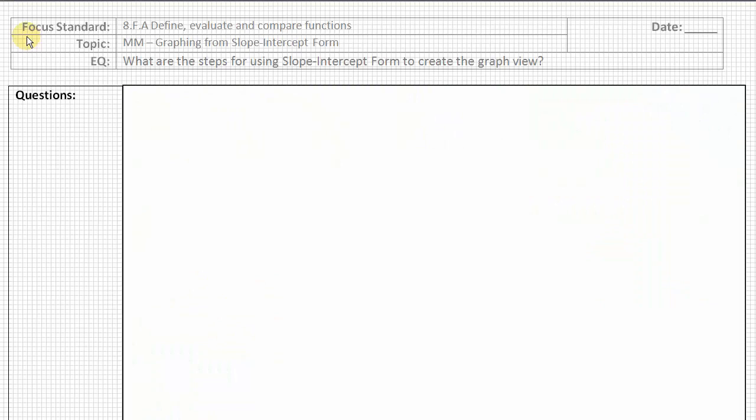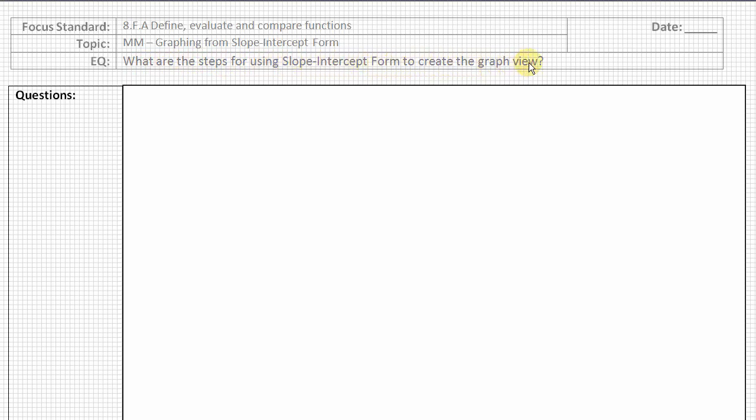Our focus standard for this lesson continues to be from grade 8, Functions, Standard A, Define, Evaluate, and Compare Functions. Our topic for this video lesson is Mathematical Models, Graphing from Slope-Intercept Form. Our essential question is, what are the steps for using Slope-Intercept Form to create the graph view?